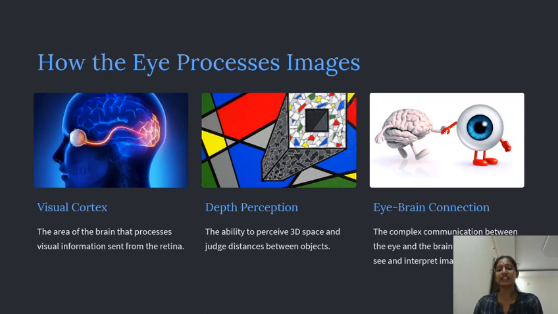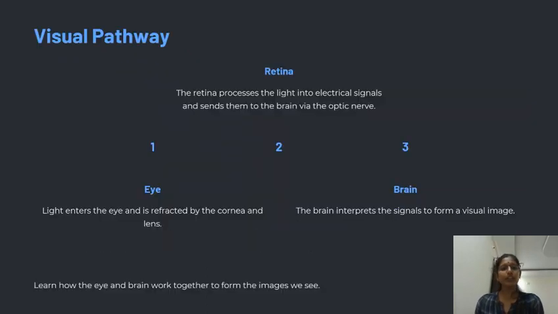Then what is a visual pathway? How will an object be formed in the brain from the eye? See, first the eye, then the retina. The object will fall on the eye, the image will be created on the retina and it will be sent to the brain. Then light enters the eye and is refracted by the cornea and the lens.